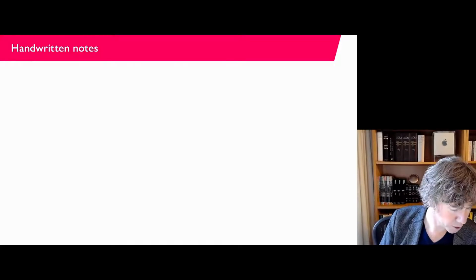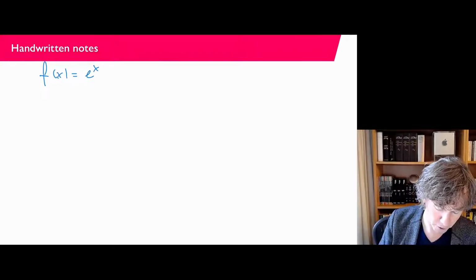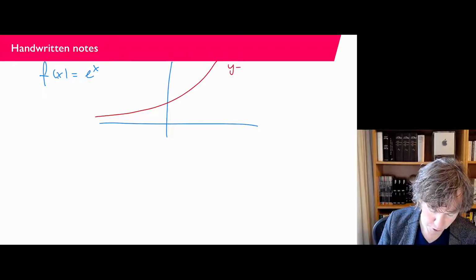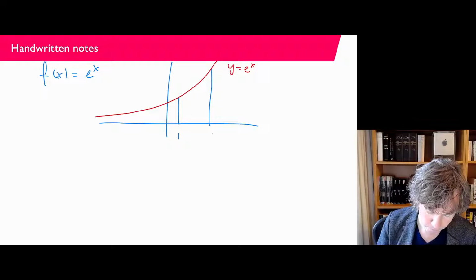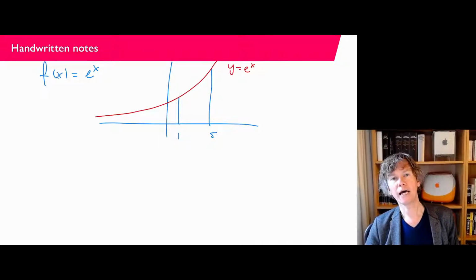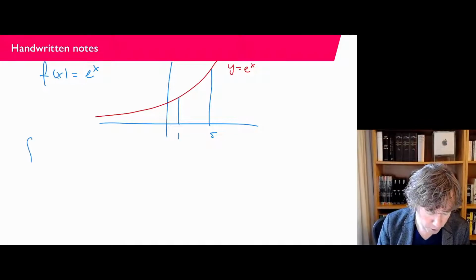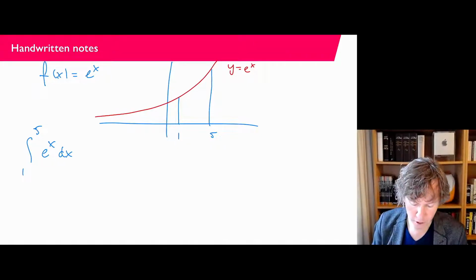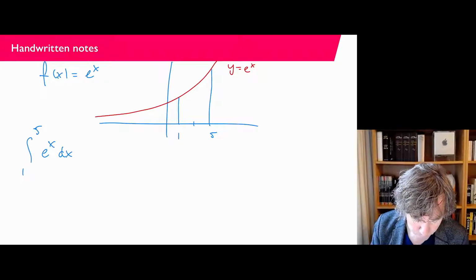So for instance, say that we have the function f(x) is the exponential function e to the power x. So as you know, that looks like this. y is e to the power x. And let's say that we're going to look at this function on the interval from 1 to 5. And we would like to approximate the integral from 1 to 5 of e to the power x dx. So what you can do is, for instance, cut this interval into 4 equal parts. And of course I chose the numbers nice.